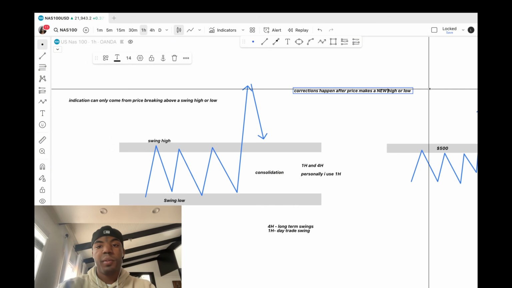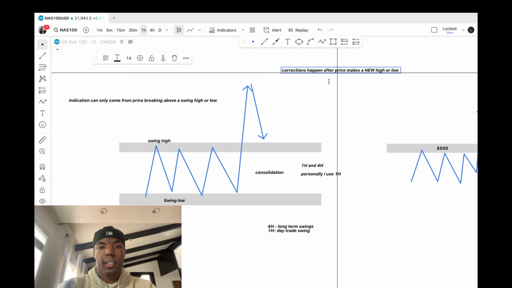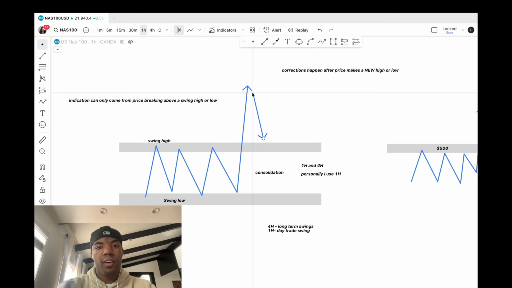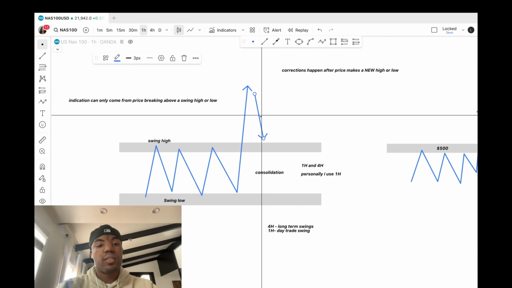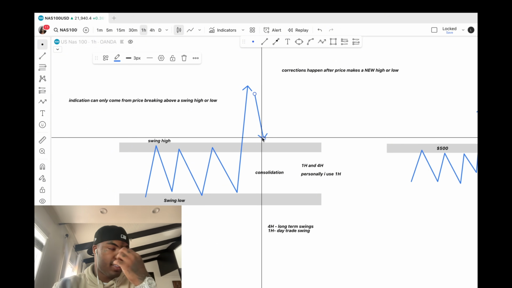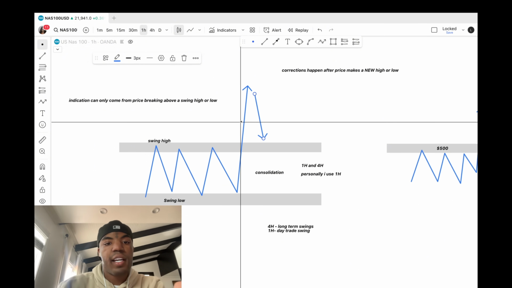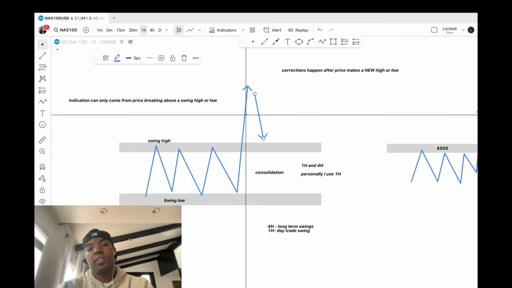And why does this happen? Because the market is taking in all the FOMO traders, the greedy traders, and it is going to realize there's so much money on the line, because there's so many people buying or selling this breakout.